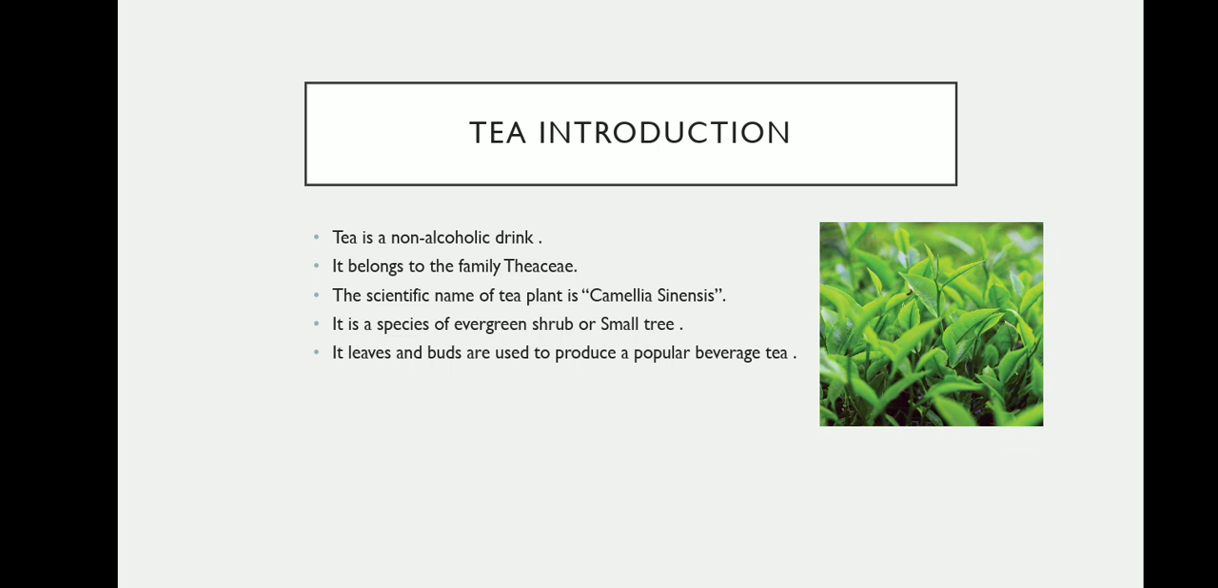Tea is a non-alcoholic drink. The tea plant belongs to the family Theaceae. The scientific name of the tea plant is Camellia sinensis. It is a species of evergreen shrub or small tree. Its leaves and buds are used to produce a popular beverage, tea.